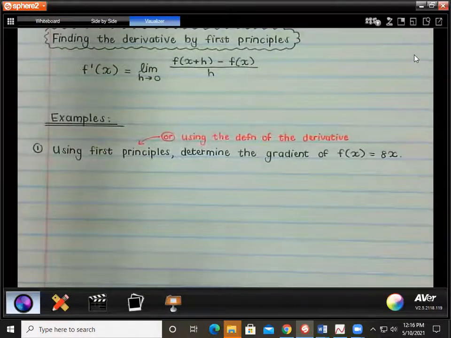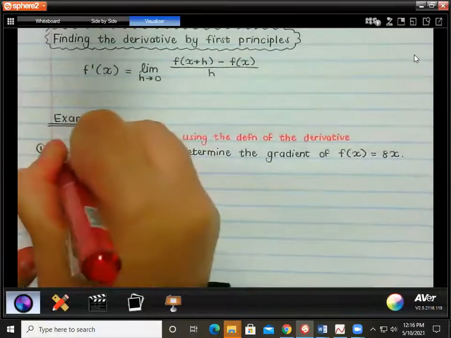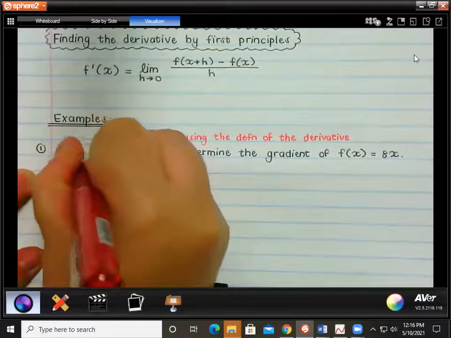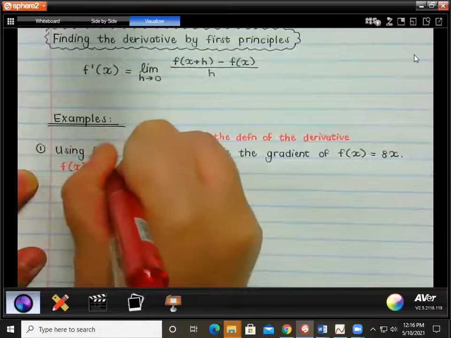Okay, so now I'm not sure how Mrs. Rice did this for you guys last year? I'm not sure how she wrote it out, but I normally just do f of x plus h and f of x separately, and then I sub it into the formula, but you can do it all in one thing, it doesn't matter. So I would just write f of x is equal to 8x.